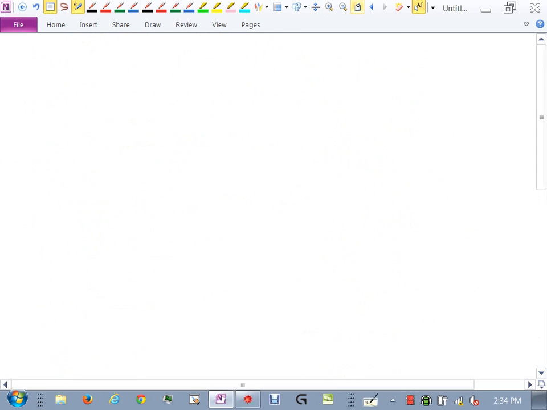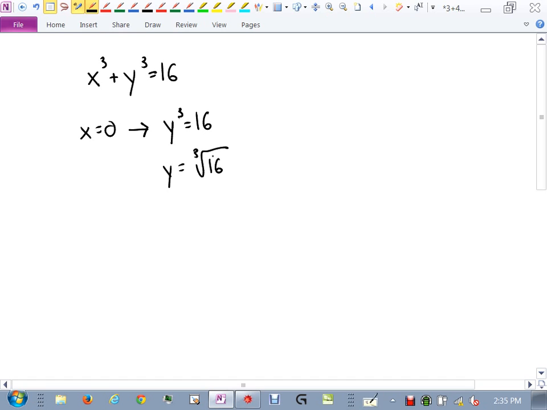How are you going to get another point on the constraint? How about this? Let x be 0. That means y cubed is 16. So y is the cube root of 16, right? So we have a point, 0 cube root of 16. That lives on our constraint, doesn't it? Plug that into the original function, and what would you get?